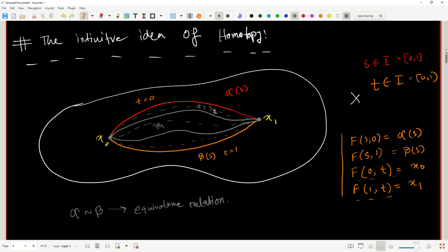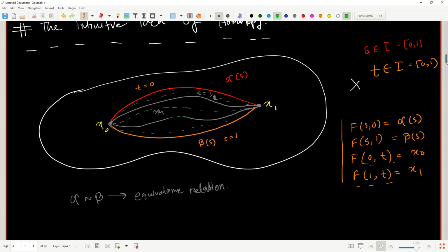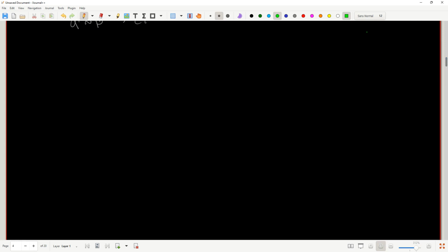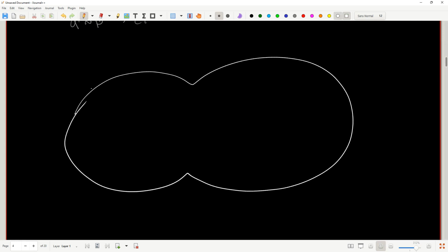Now, instead of having such a nice surface, what if you introduce a hole like this? Let's say it's a green hole. Okay, can you deform? Okay, let me use another picture. I think that will help. So let's consider this topological space with a hole inside it. Let's say this is x0, x1.